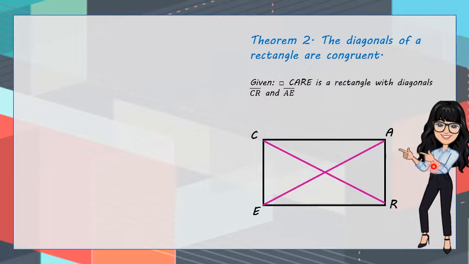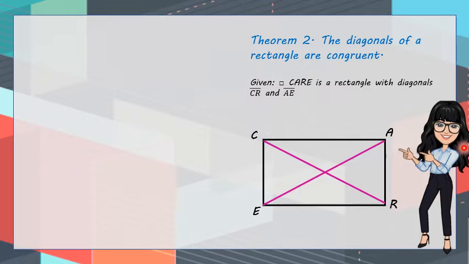Now a diagonal is a line segment which connects two non-adjacent vertices in a polygon. So in a rectangle, since we only have 4 vertices here, a diagonal is drawn from one vertex to its opposite vertex. So we have here our first diagonal is diagonal CR, and our second diagonal is diagonal AE.